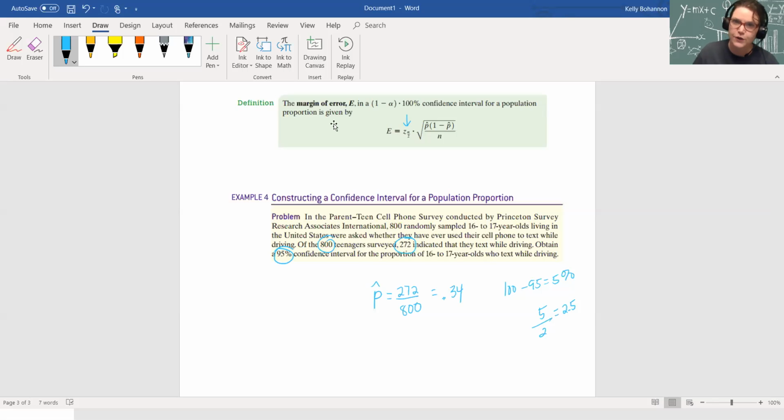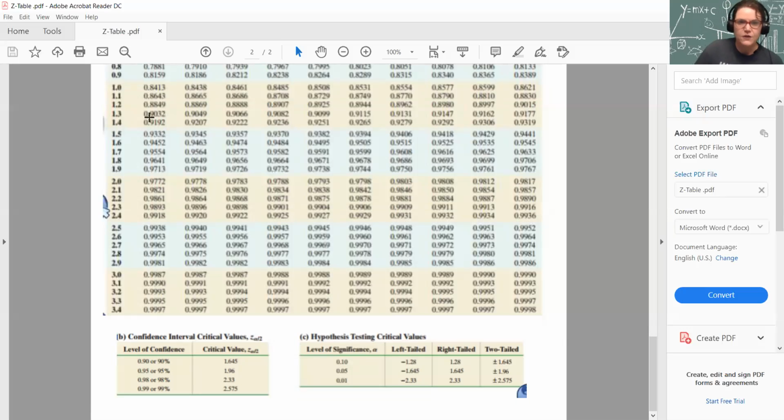But if you look on your z-table, the one that's downloadable from the notes page, I think it's actually on the home page, scroll down to the bottom. These are your critical values for your level of confidence. So that is exactly what you're looking for. In this case, we're looking for a 95% level of confidence, and see right here, z sub alpha divided by 2, that value is 1.96. So that is the value that I am going to plug in to that formula.